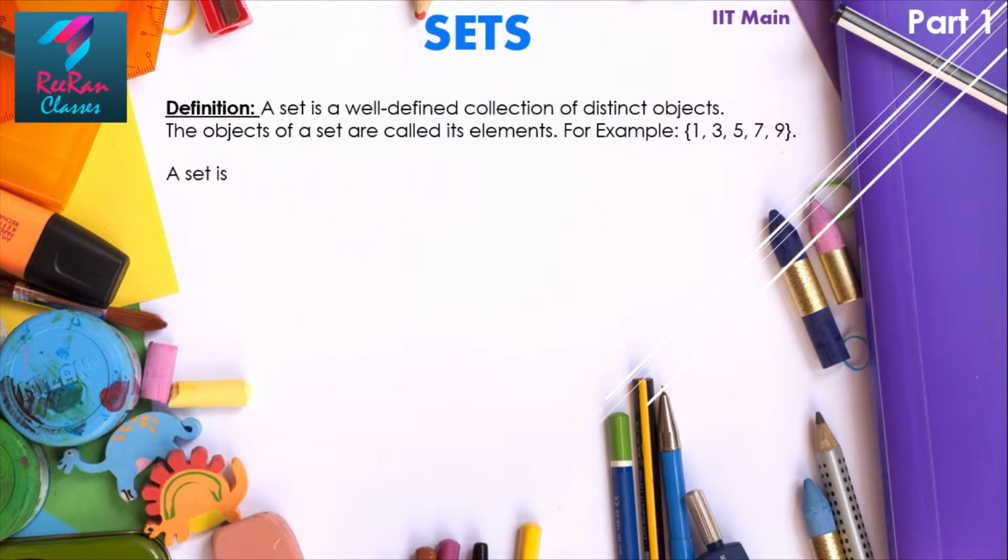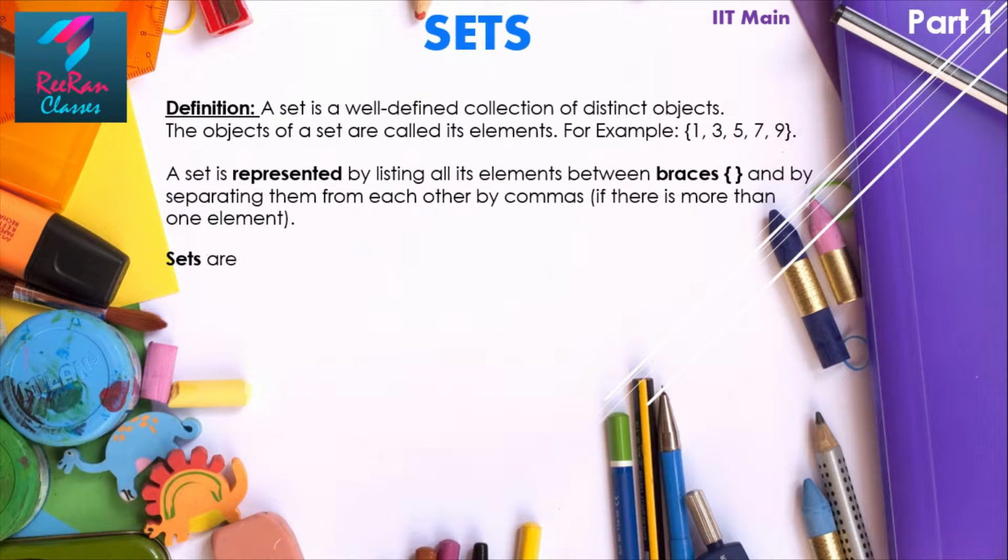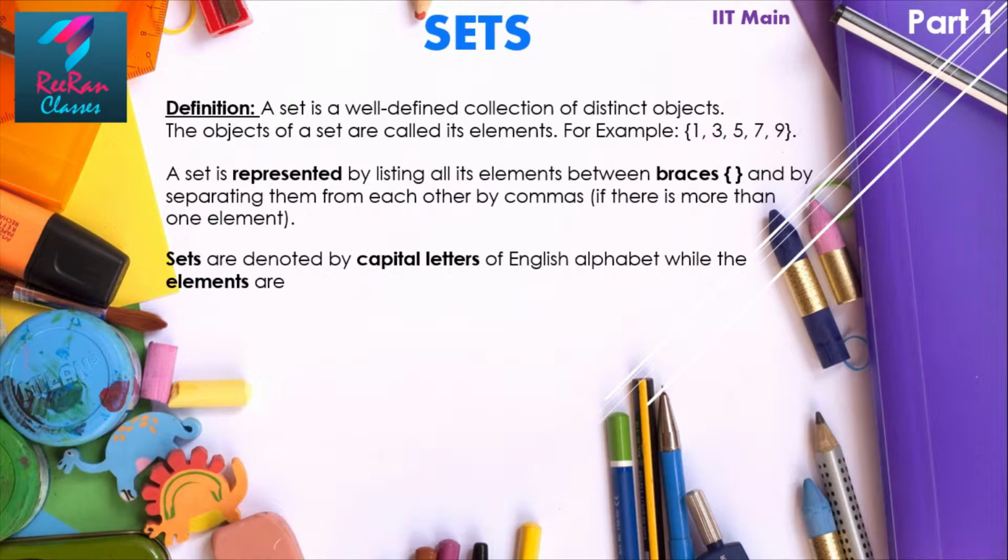A set is represented by listing all its elements between braces and by separating them from each other by commas if there is more than one element. Sets are denoted by capital letters of English alphabet, while the elements are denoted in general by small letters.